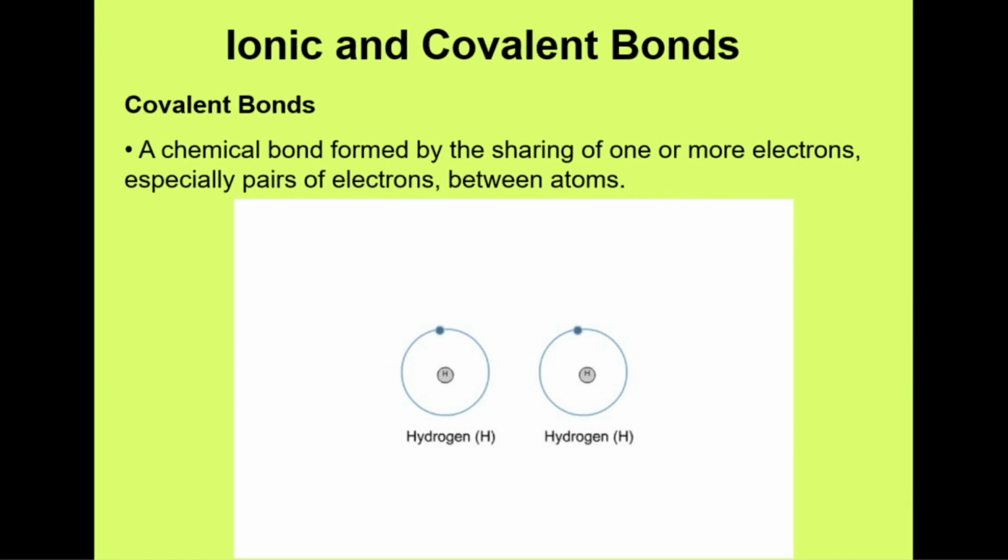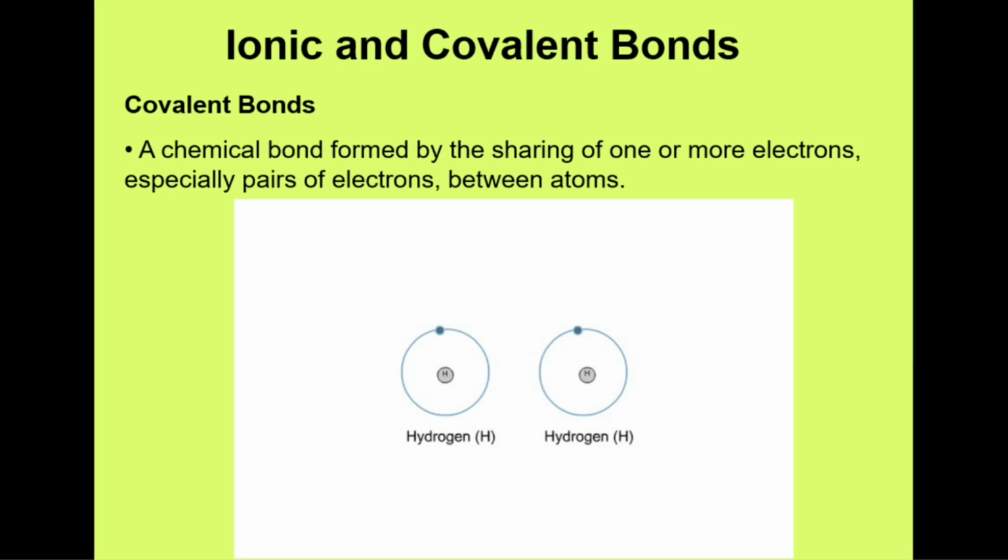Okay, so moving on to covalent bonds then, we see that a covalent bond is a chemical bond formed by the sharing of one or more electrons, especially pairs of electrons, between atoms. So whereas ionic bonds are created when one atom gives up an electron and one gains it, so you get this actual transfer of electrons, covalent bonds are formed by the sharing of electrons between atoms.